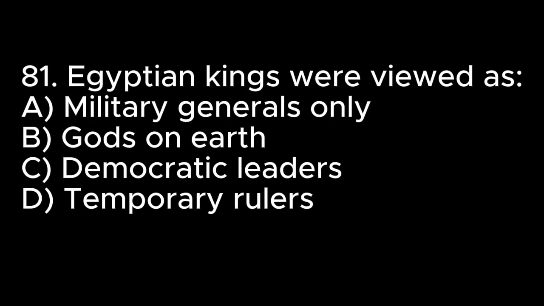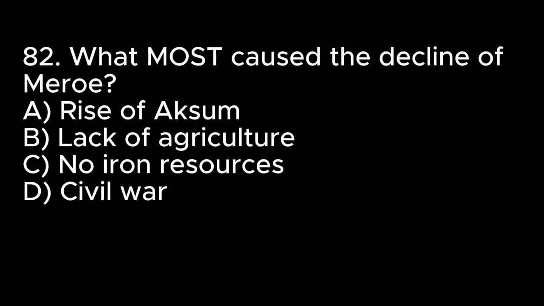81. Egyptian kings were viewed as A. military generals only. B. gods on earth. C. democratic leaders. D. temporary rulers. Answer: B. Pharaohs were seen as divine. 82. What most caused the decline of Meroe? A. rise of Aksum. B. lack of agriculture. C. no iron resources. D. civil war. Answer: A. Aksum's rise damaged Meroe's trade.